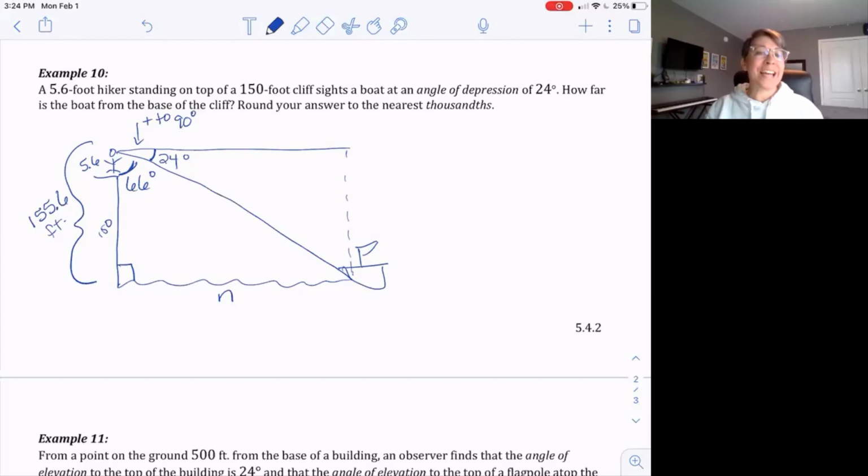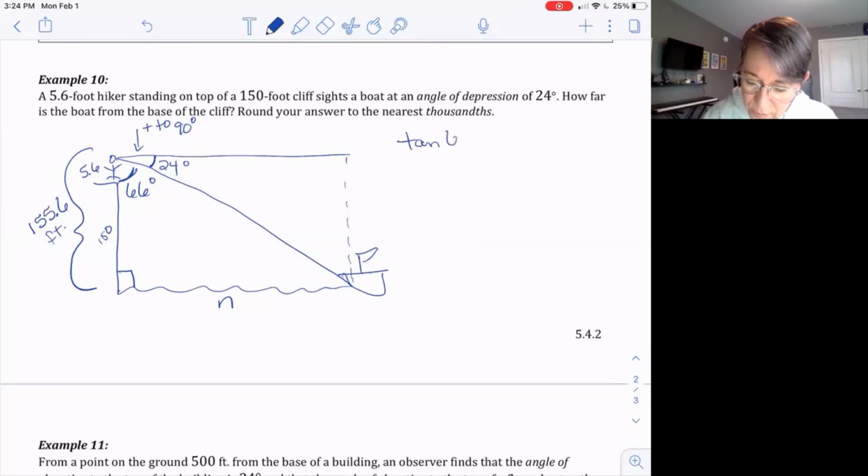So we are trying to find n. In that right triangle where we know the angle 66, we are trying to find the opposite side. The only side that we know is the adjacent side. So which trig function uses the opposite and the adjacent? Tangent. So we can do tangent of 66 degrees should equal the opposite side over the 155.6 feet.